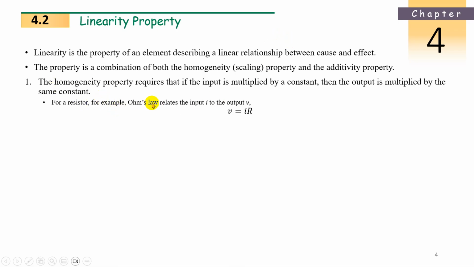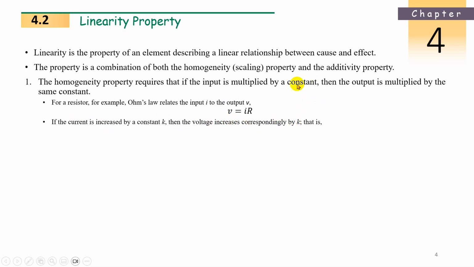How will it be? For a resistor, for example, Ohm's law relates the input I to the output V: V is equal to IR. We already know Ohm's law. Now, if I increase the voltage by 5%, will the current change by 5%? Yes, because it's linear. R is constant. R I am not changing. Once designed, R is constant. A 100 ohm resistor stays 100 ohms. Now, if I change the voltage by 5%, the current also changes by 5%. This is called homogeneity, scaling. So, if the current is increased by a constant K, then the voltage increases correspondingly by K.